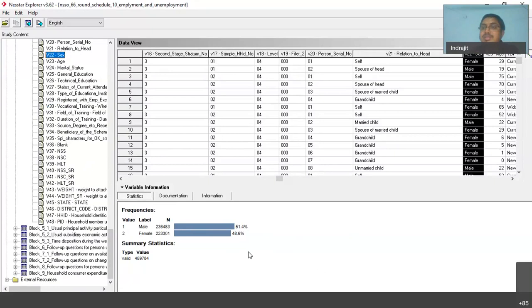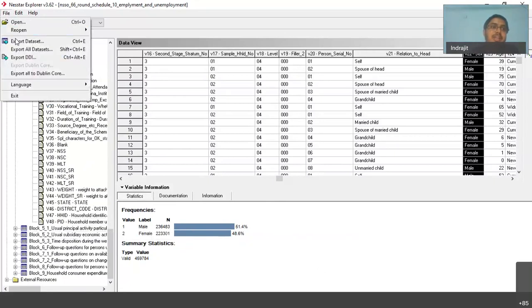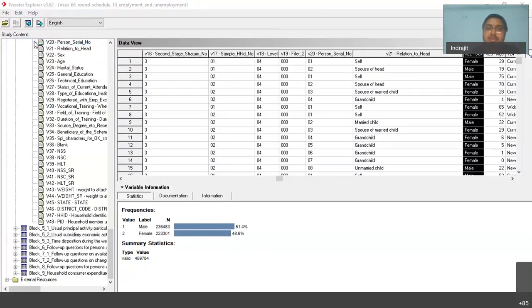Now your second responsibility is to extract the block. You may extract all blocks together. You have to go to this, click on file, then export a data set. I am clicking here, export.